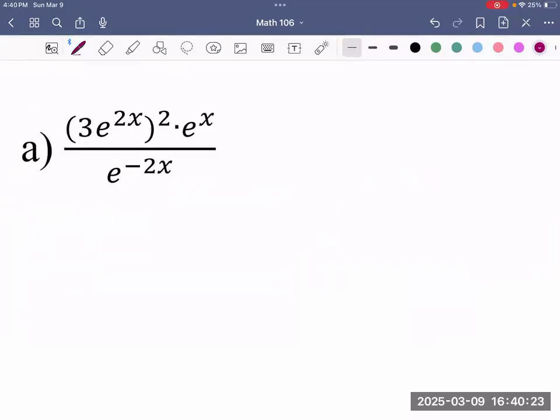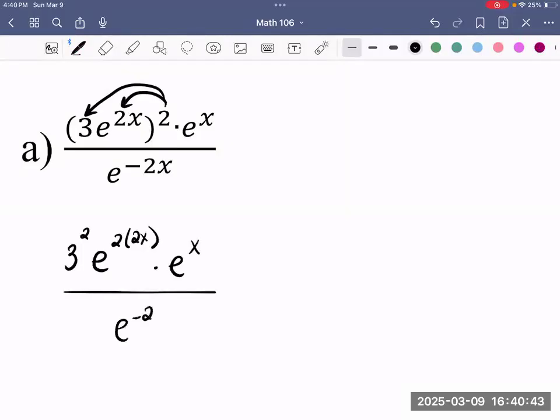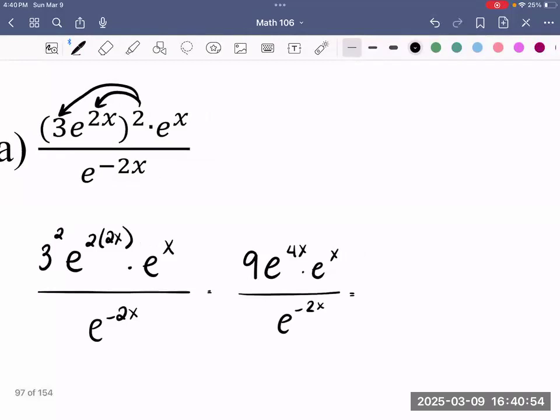We have your negative exponent. Well, using your properties, right? We can go ahead and distribute this in. So we have 3 squared e to the 2 times 2x times e to the x all over e to the negative 2x. So now we have 9 e to the 4x times e to the x over e to the negative 2x. So now we can go ahead and say this is 9 e to the 4x plus x, that is 5x, over e to the negative 2x.